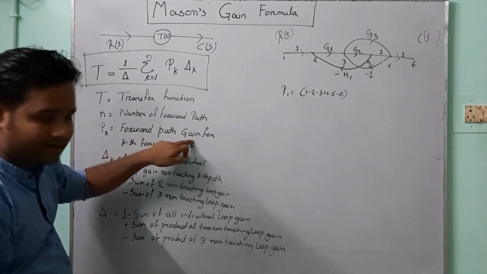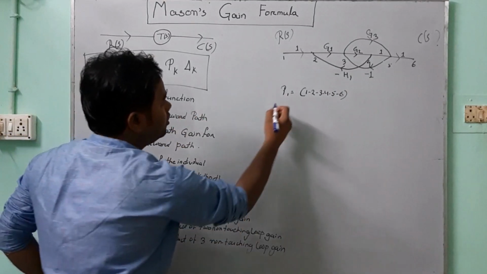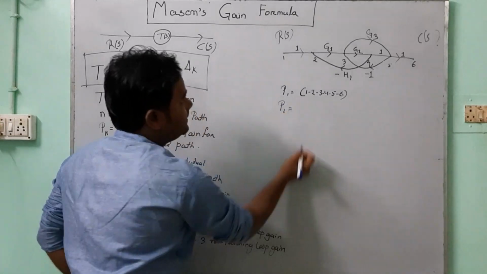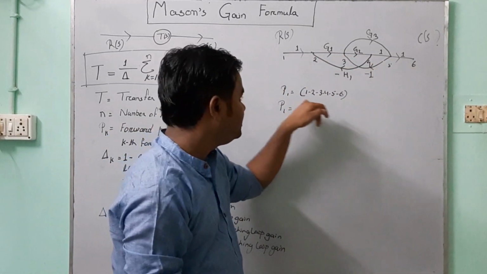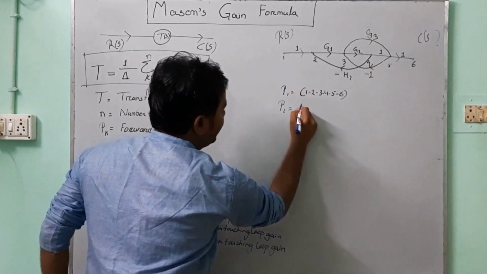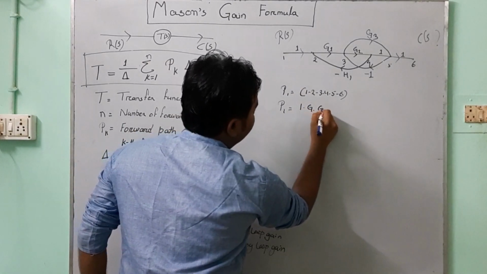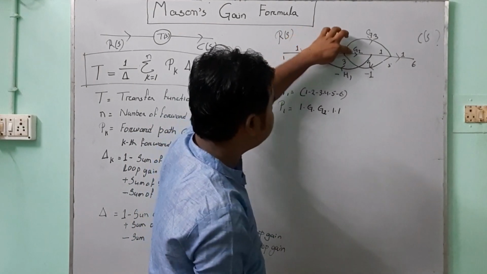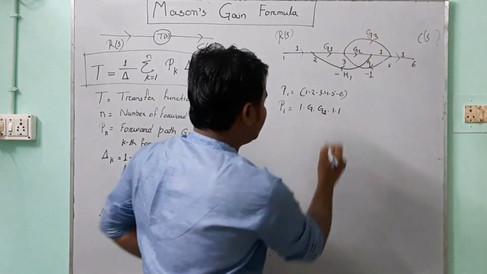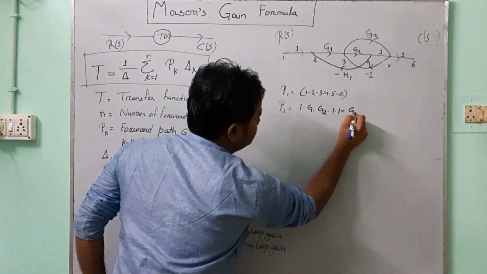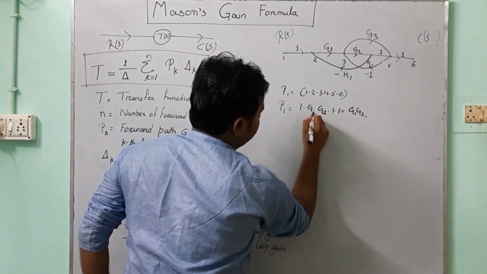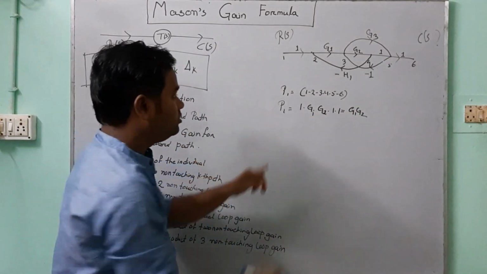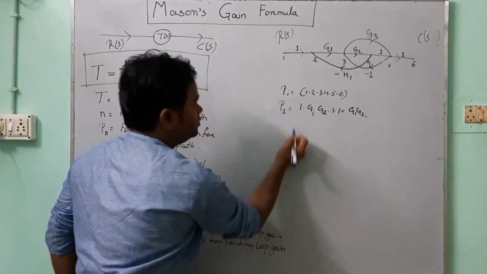Forward path gain means the product of the gains along the path. So the value of P1 will be the product of the gains of this line: 1 into G1 into G2 into 1 into 1. That means the value of P1 is equal to G1 into G2.